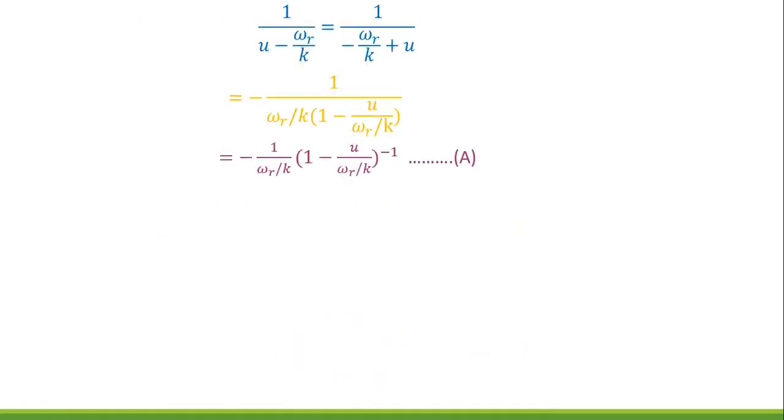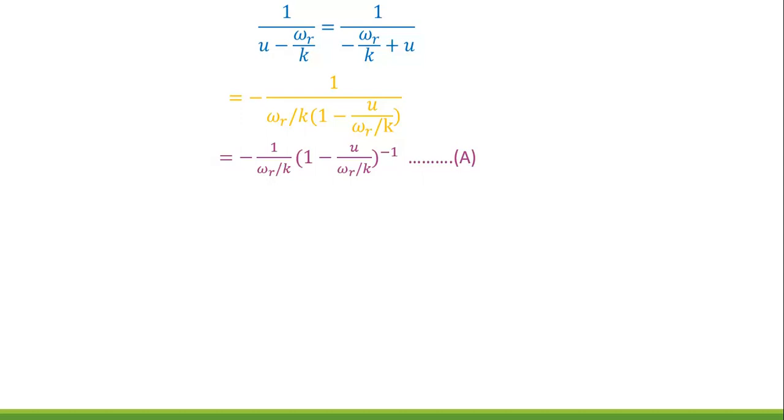Now let's take the denominator of equation number 14. We will solve this denominator and then substitute back into equation number 15. So this is the denominator of equation number 14. We can do very simple mathematics and take this omega r over k outside.